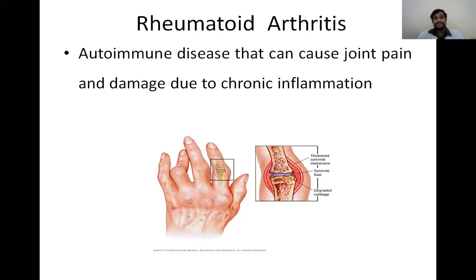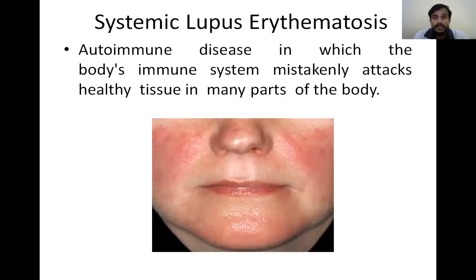So coming to the individual diseases, we are not going into details about them. Rheumatoid arthritis is an autoimmune disease that can cause joint pain and damage due to chronic inflammation. And systemic lupus erythematosus, SLE, is an autoimmune disease in which the body's immune system mistakenly attacks healthy tissue in many parts of the body. That's why there are systemic effects in SLE. So most of the extracellular matrix diseases are autoimmune diseases.